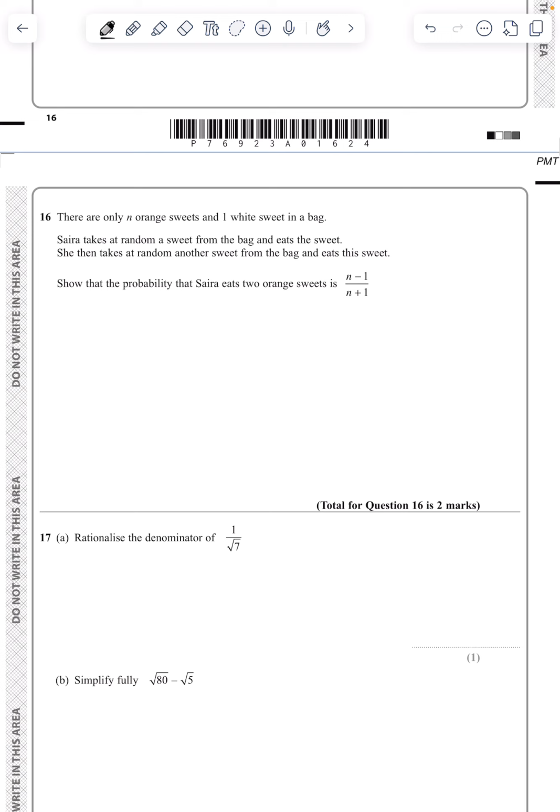Okay, so only n orange sweets and 1 white sweet. Takes a random one sweet, eats it, and takes another and eats it. Sure, probability is that. So you know the total sweets is n plus 1, because it's out of the denominator.